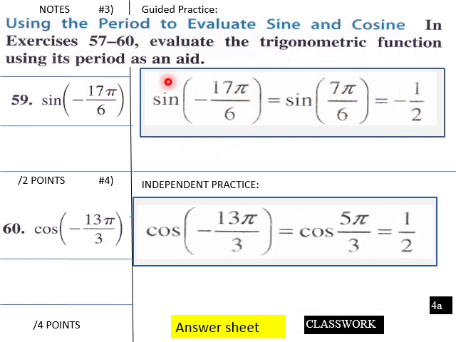And then using its period as an aid, the period here, 17 pi over 6, would be how many periods? It would be between 0 and pi. So negative 17 pi over 6 would be equal to 7 pi over 6, same thing. And then down here, cosine of negative 13 pi over 3 would be equal to the same thing as cosine 5 pi over 3, which would equal 1/2 for this one.